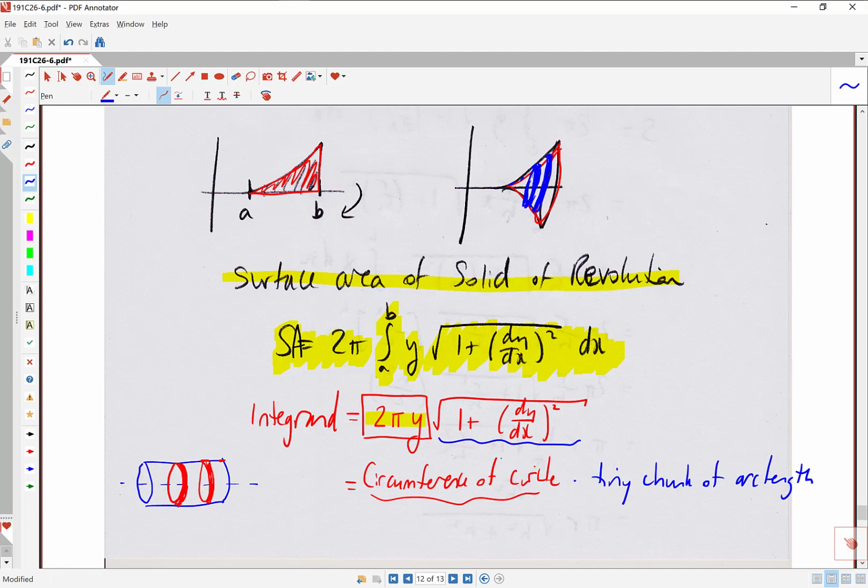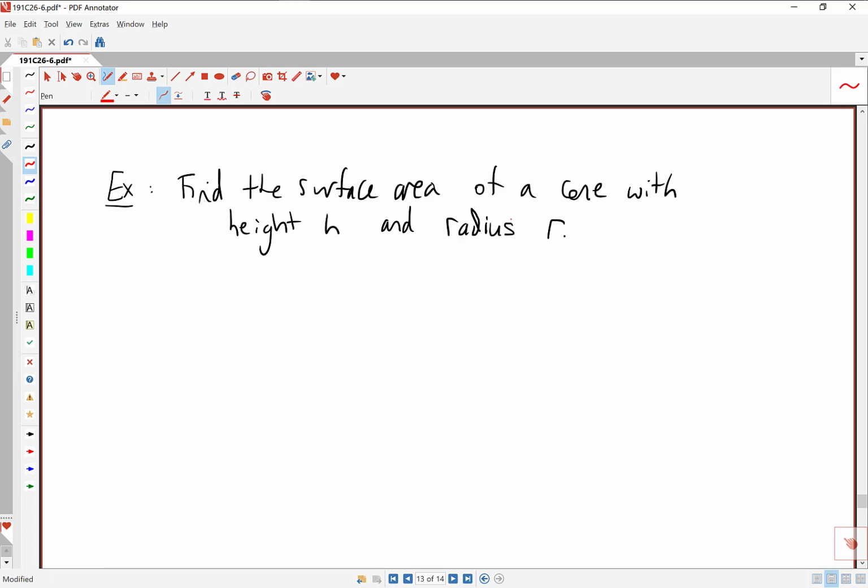What we really want to focus on is just being able to apply the formula. So let's jump into our last example. Let's find the surface area of a cone with height h and radius r. The idea is that this cone is a solid of revolution. So if you imagine taking a certain triangle like this and then revolving it around the x-axis, then that's how you're going to produce this cone.